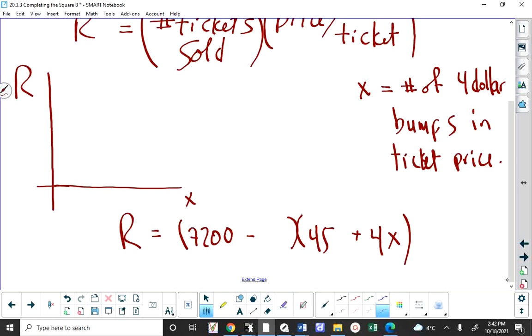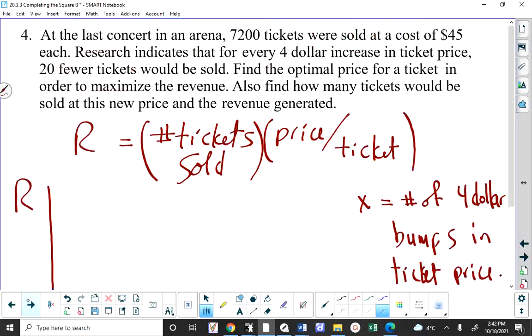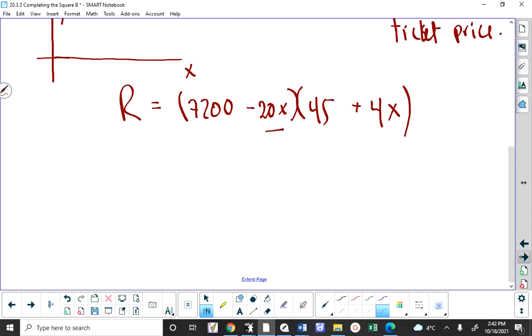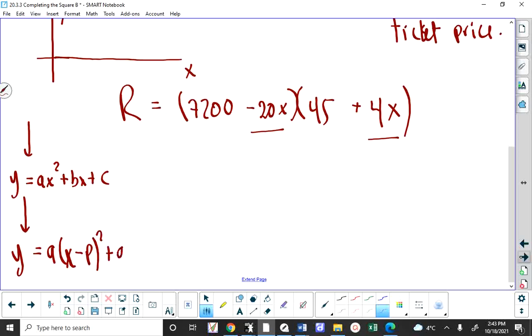How many seats do we lose? Well, it says we lose 20 customers for each $4 bump. Well, that would mean this would be minus 20x. So how are we going to find the maximum revenue? There's going to be a parabola that looks like this. I can tell it's going to look like that because negative 20x times 4x will be a negative number of x squared, so it will open upside down. Well, what we need to do is convert this to standard form first so we can complete the square to determine where the vertex is.